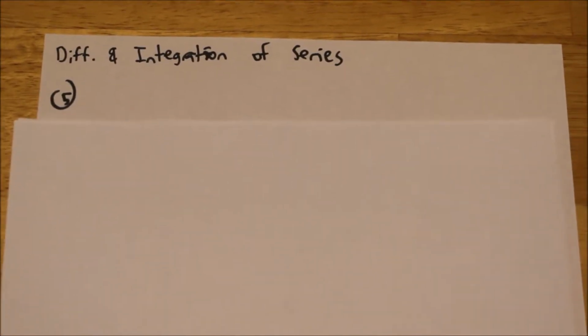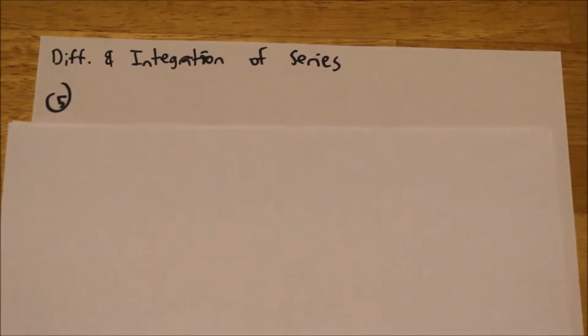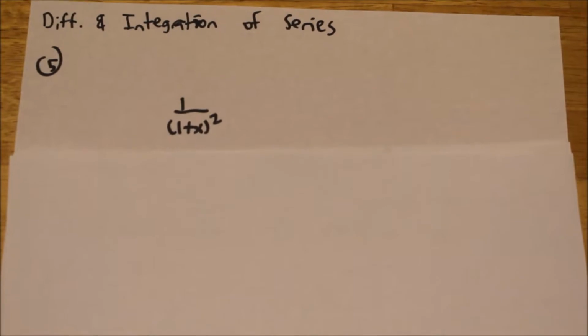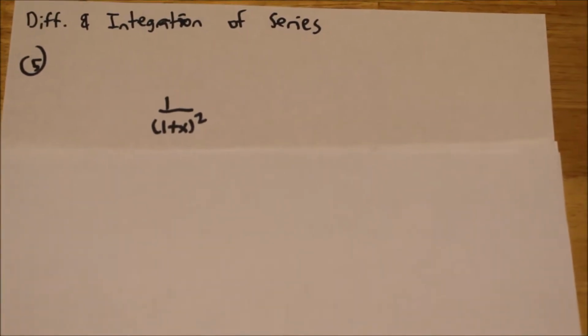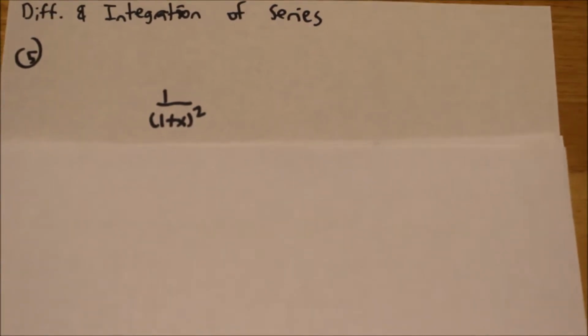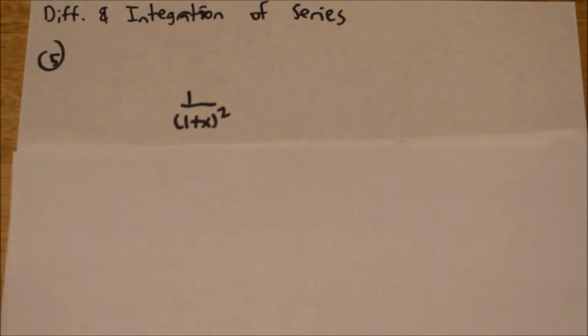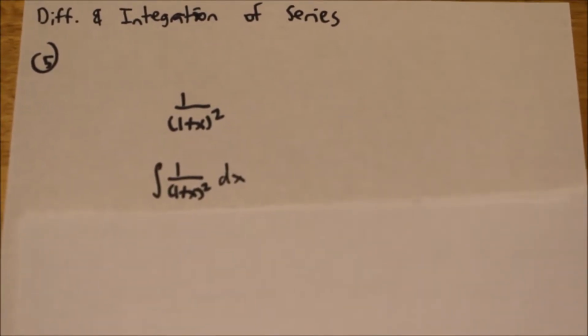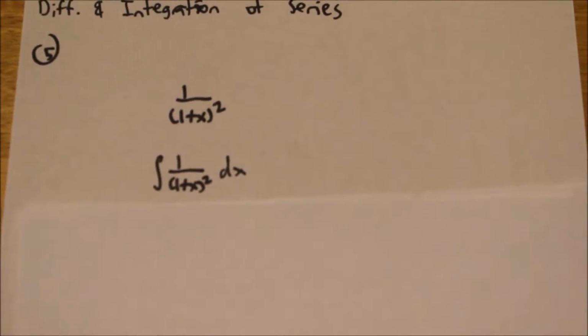So this is the differentiation and integration of series homework. And number 5, you want to differentiate some series term by term to find the Maclaurin series for 1 over 1 plus x squared. So in order to find what series to differentiate, we're going to integrate 1 over 1 plus x squared, and that's going to give us the series we need to differentiate.